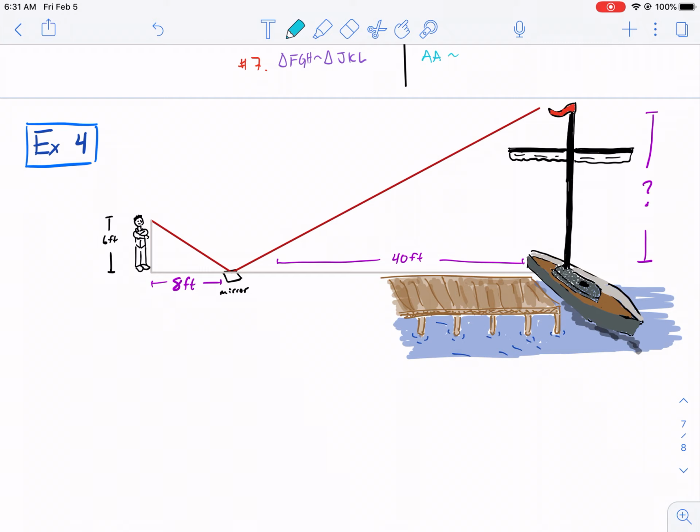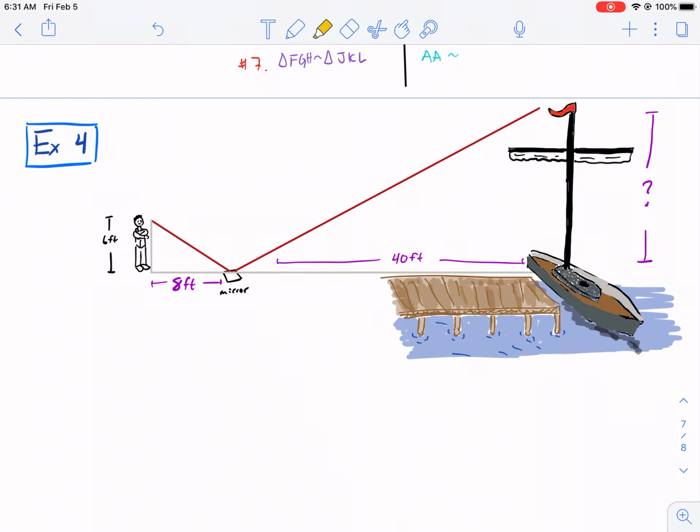So let's say this person's 6 feet, and they put a mirror on the ground that's 8 feet away. And they already know that the boat is 40 feet away, and they want to be able to measure the mast. And there's actually reasons that this problem could have been relevant back in times where we don't have as much sophisticated instruments. But how do we set up this problem? What do we do to solve it?